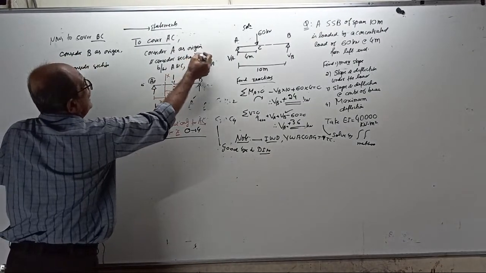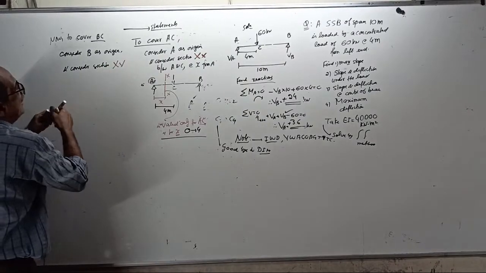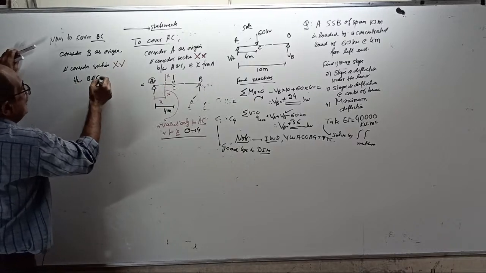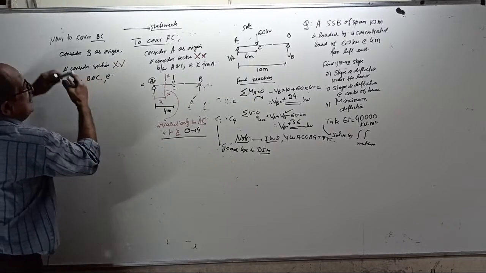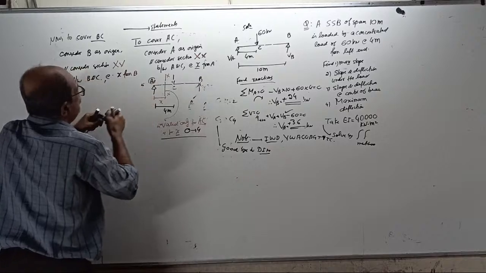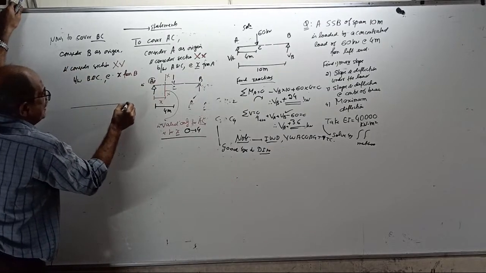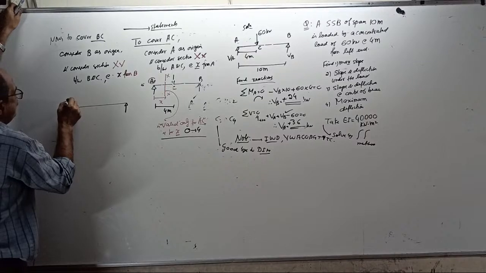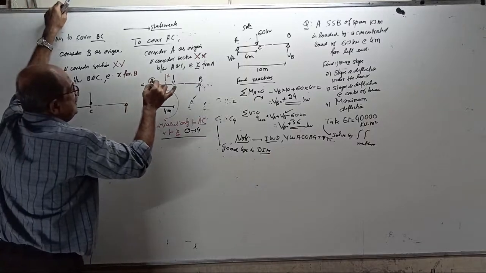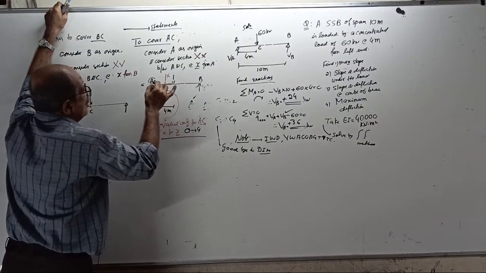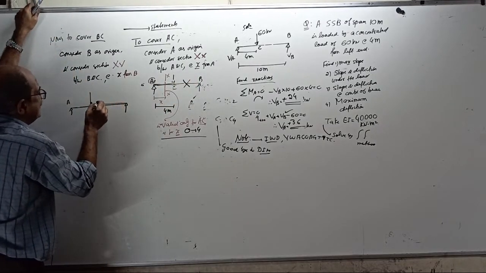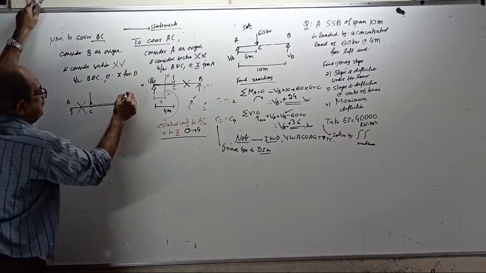Section XX only. Section XX where? Between B and C, at X from B. This is X from A, X from B, as shown here. This is A, this is a point load, this is C. This is valid for this side, you cannot use it for this one. This is the B origin.